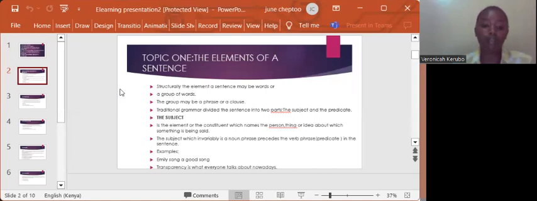Examples of a subject in different sentences. In the first one, Emily sang a song. In this sentence, Emily is the subject. Another example, transparency is what everyone talks about nowadays. The subject in this sentence is transparency.